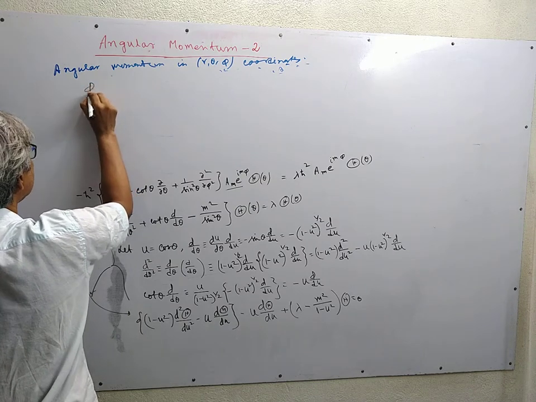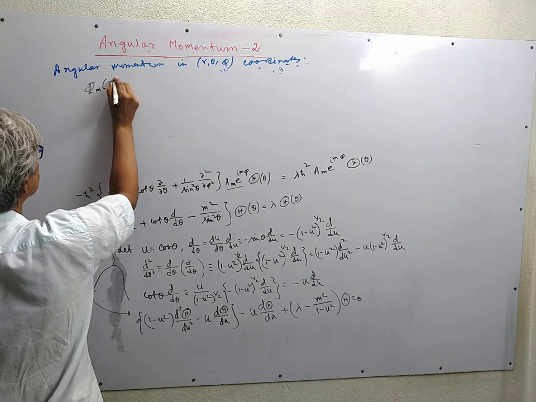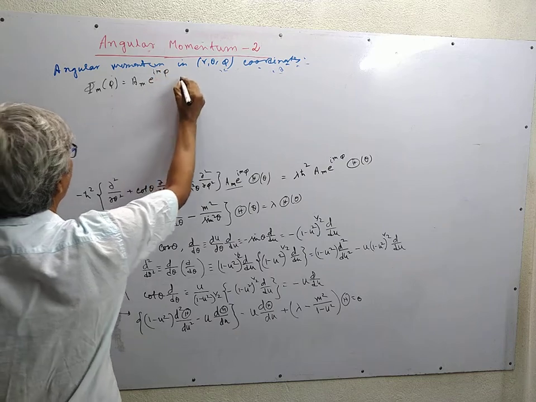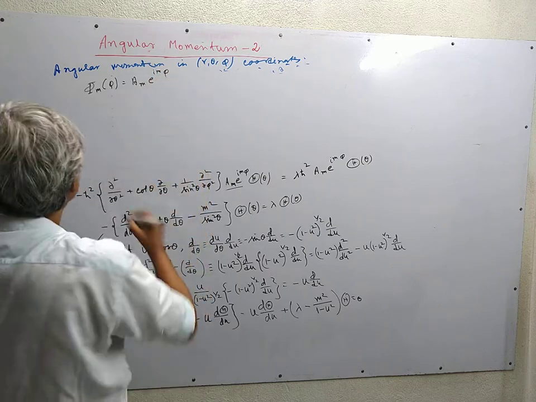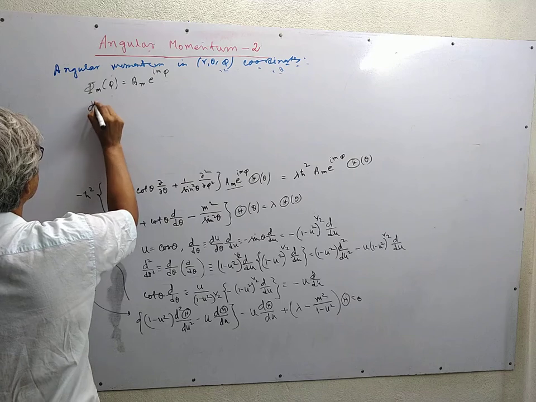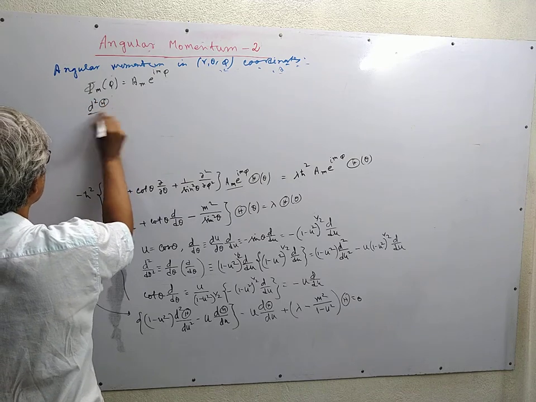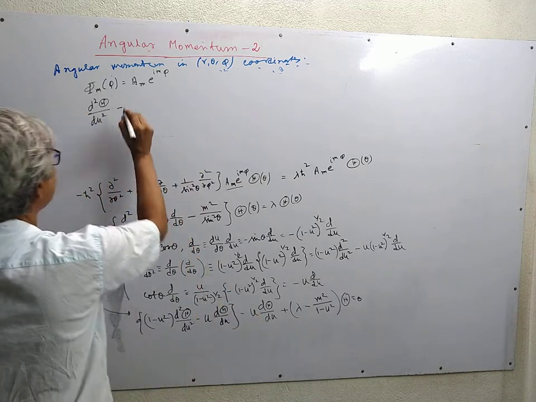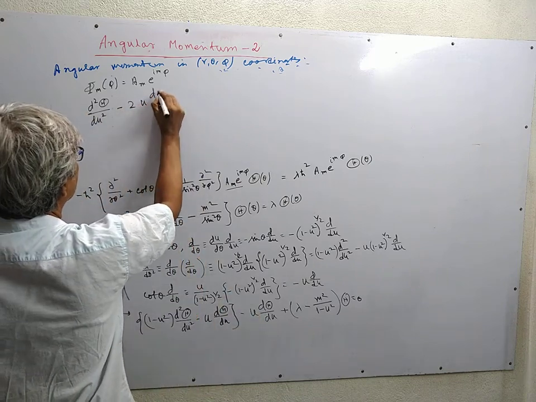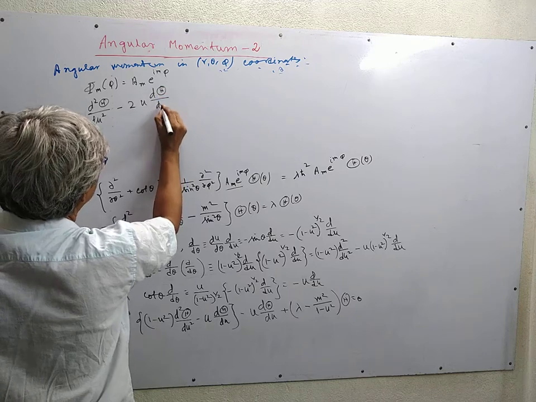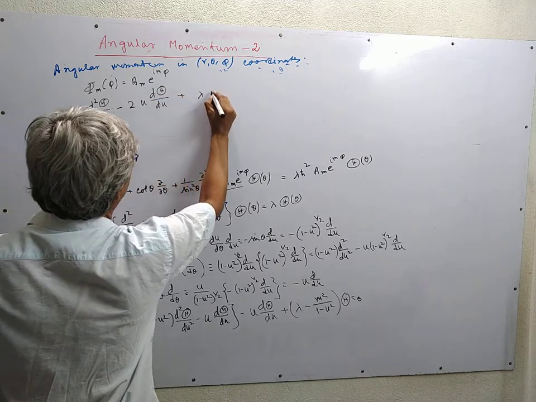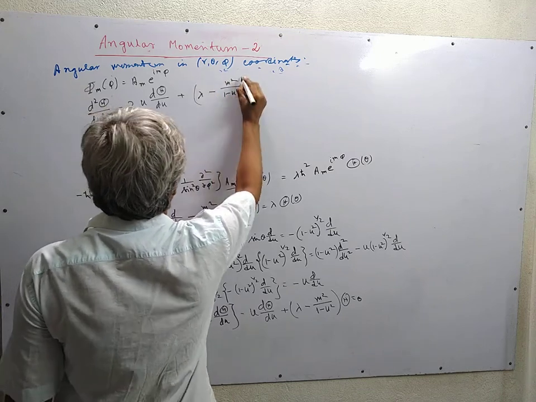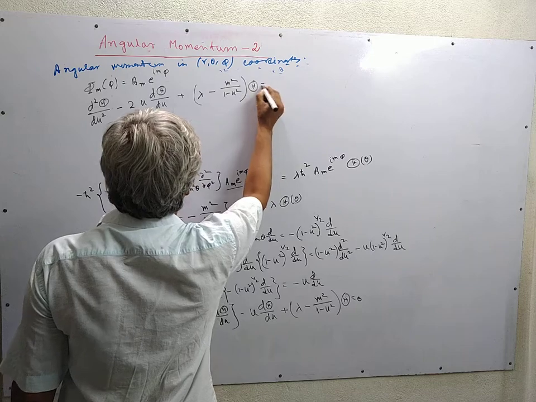The phi equation is e to the power i m phi, and this theta equation becomes d²theta/du² minus 2u d theta/du plus (lambda minus m squared over 1 minus u squared) theta is equal to 0.